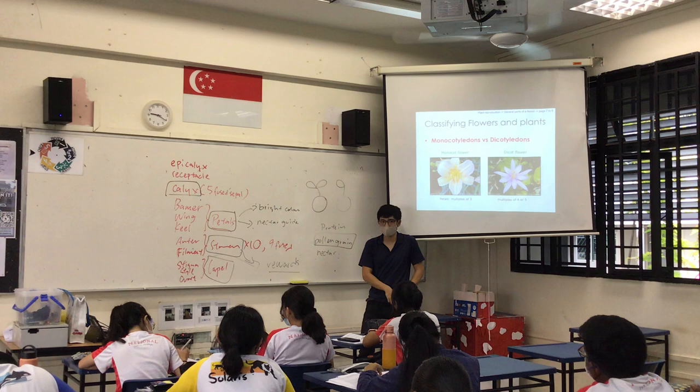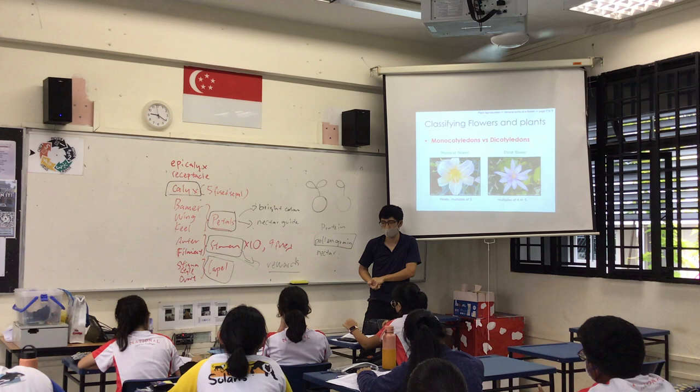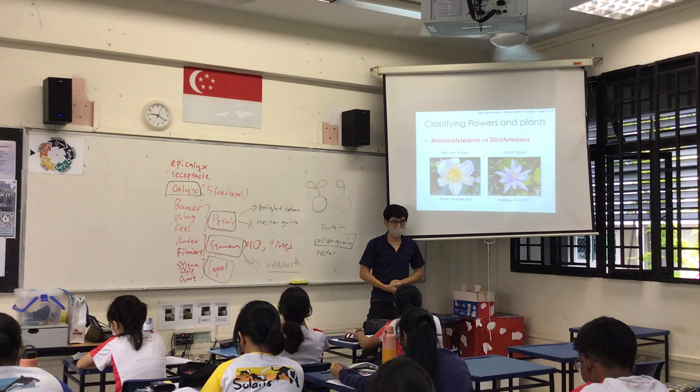There are actually some characteristics that we can use to tell whether this plant used to be a baby with two leaves or a baby with one leaf. You read your textbook, the characteristics that help you identify a monocotyledon or a dicotyledon. Then you tell me, the blue pea, the butterfly pea flower, is it a monocot or is it a dicot?